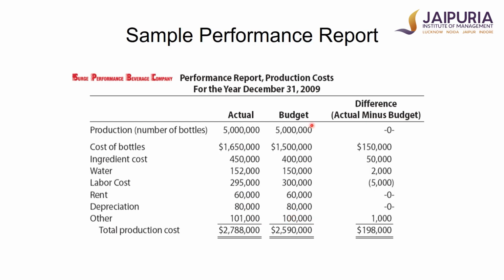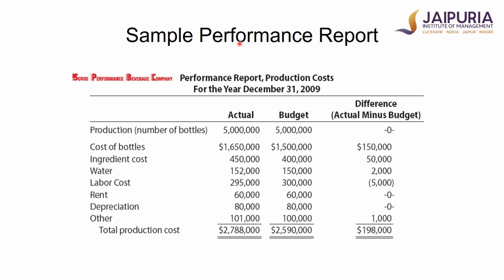Once we compare the budgeted cost with the actuals, we are able to find out the deviations, if any. So there is a deviation of 150,000 in cost of bottles, a deviation of 50,000 in ingredient cost, another 2,000 in water. This is the increase in cost that the company has incurred. In the case of labor, there is a decrease in the labor cost by 5,000, and in other expenses again there is an increase of 1,000.